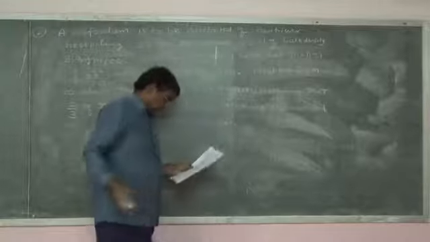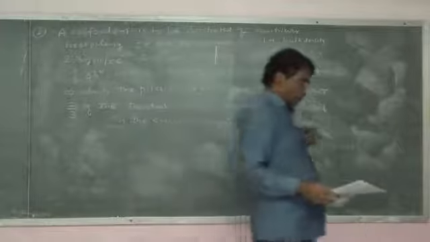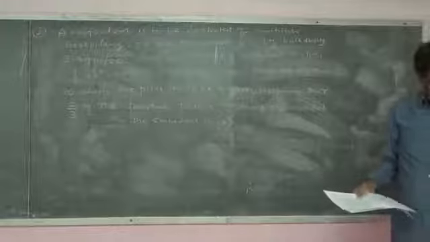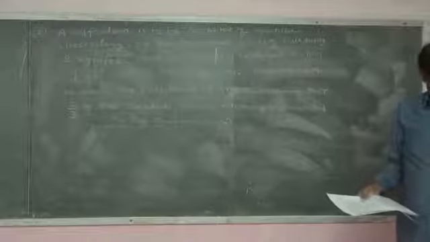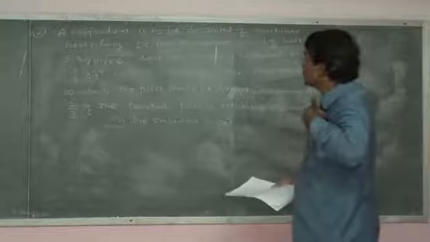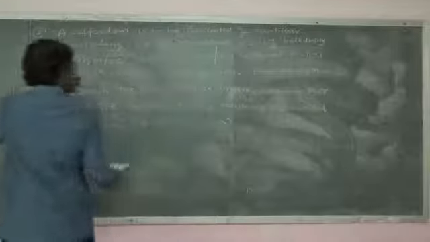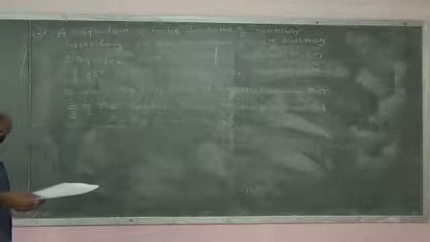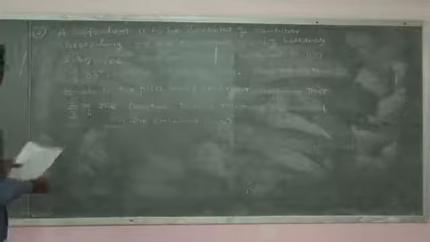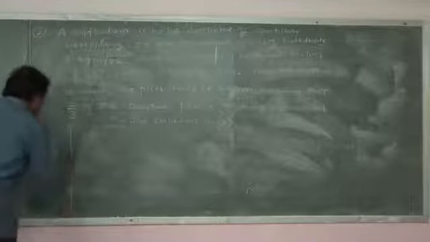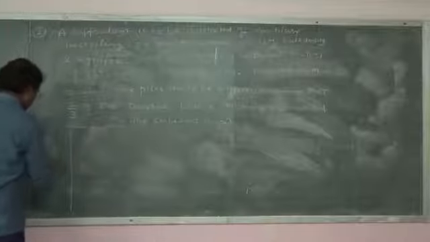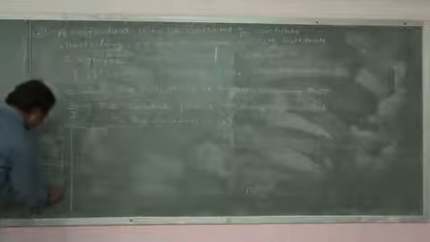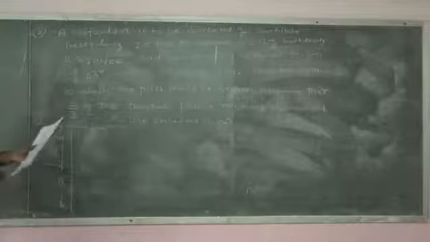Please go through the question. Once you read the question carefully: a coffer dam is to be constructed of a cantilever sheet pile wall. It has a soil of bulk density given, angle of internal friction given, height is 5 meter. So this is your ground level, and up to here the height is 5 meter. This is the depth we are interested in; this depth we have to calculate.